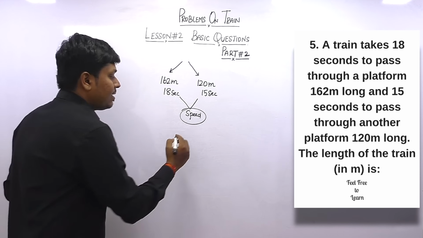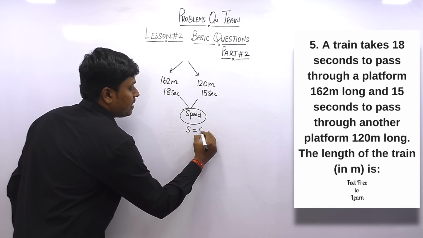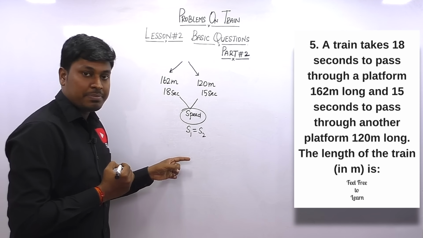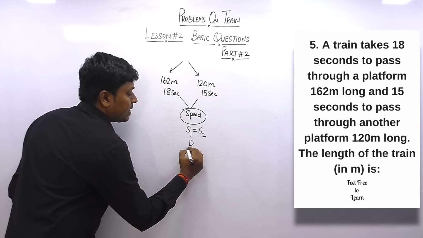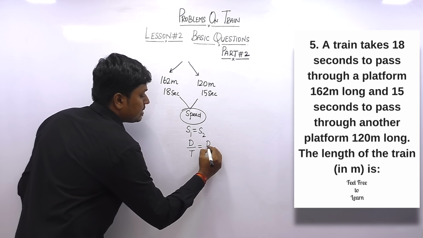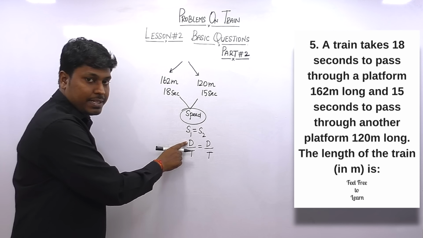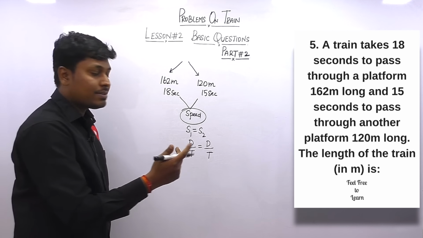So we can do one thing. We are going to equate this speed, the first case speed and the second case speed. So speed is equal to distance by time. So distance divided by time is equal to distance divided by time. So in the first case, distance is equal to the length of the train plus the length of the platform. We don't know the length of the train.